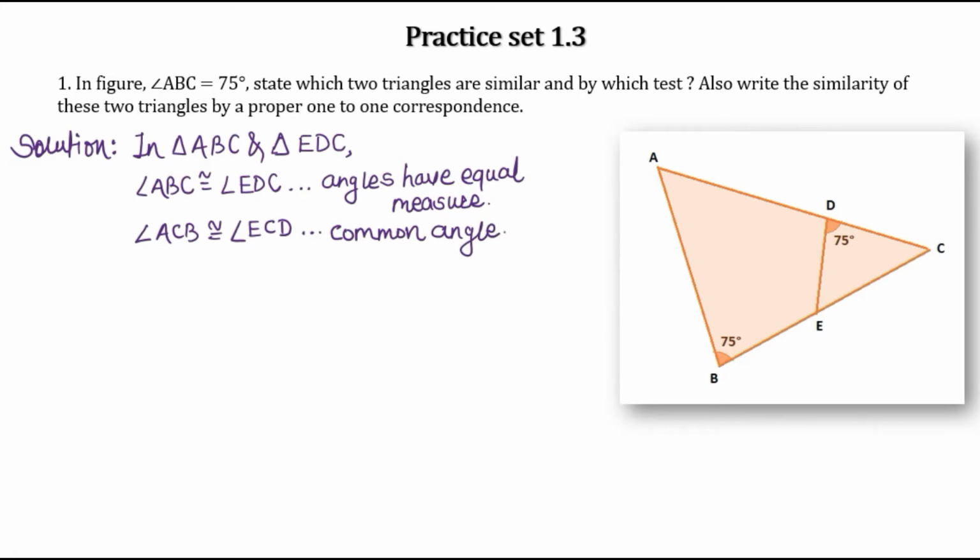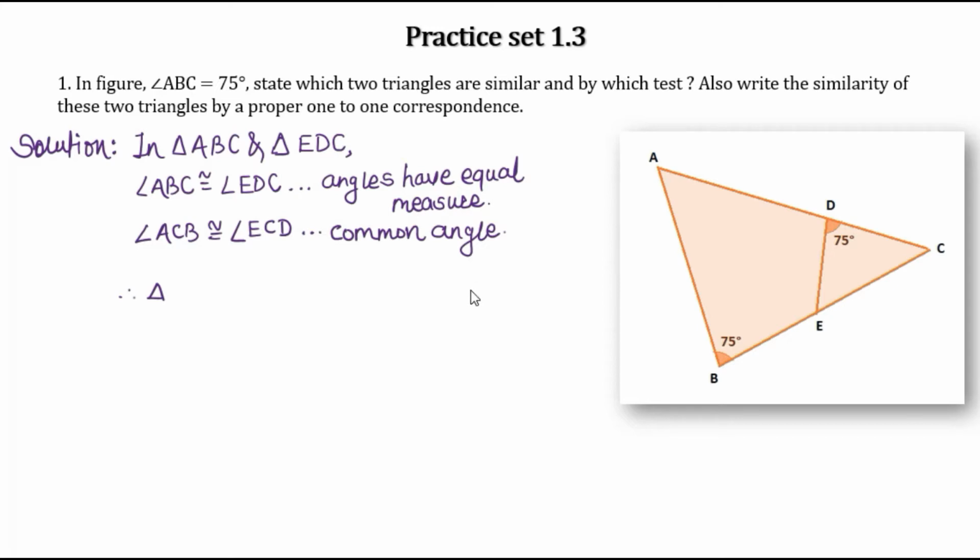So from these two congruencies, that is, both these pairs of angles are congruent, we can say these two triangles are similar by the AA test. Because it is very easy, we don't have to check the third angle. We proved angle B is congruent to angle D, and angle C is congruent to angle C, again for two different triangles. So there is no need to check the third angle. This is the AA test we discussed in the last lecture.